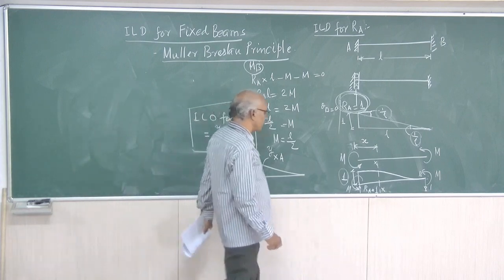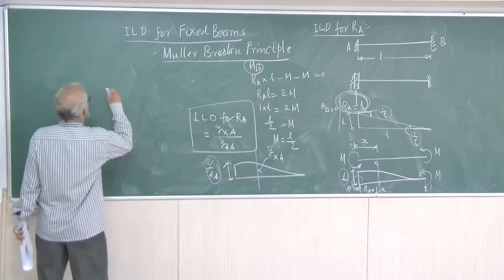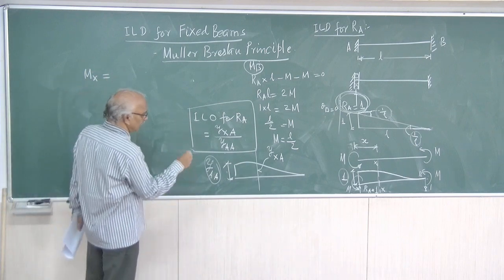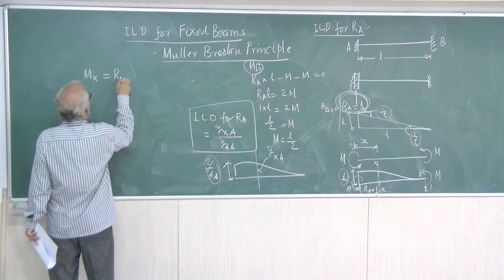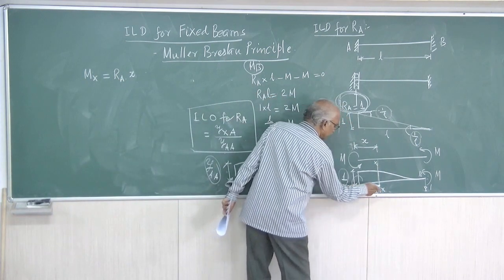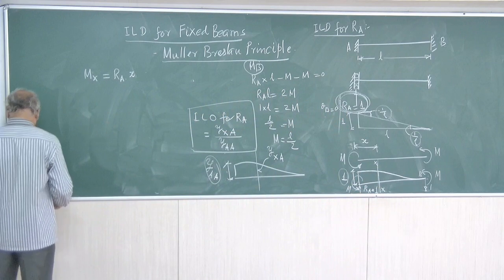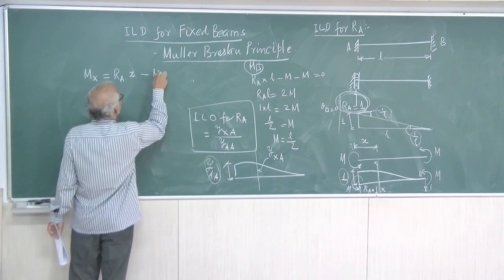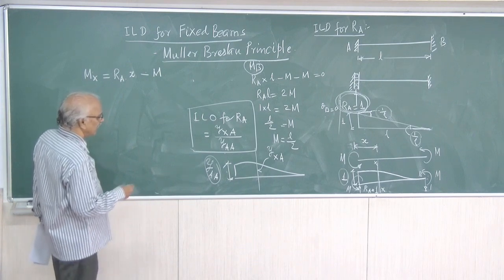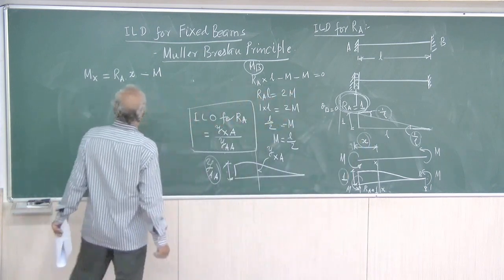Now, coming to the problem here, we consider a section XX. At section XX, we know the bending moment at x equals RA into x minus M. These are the two forces to the left of the section. So, RA into x minus M, considering a section XX at a distance x from the left hand support. Right, that is the equation.